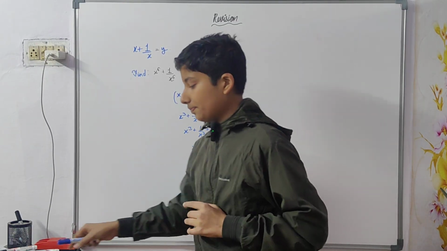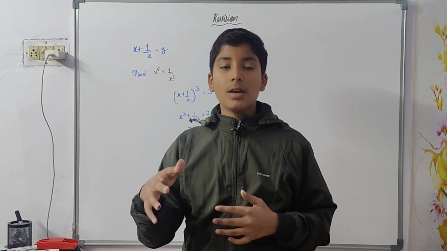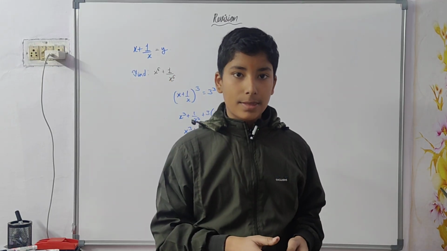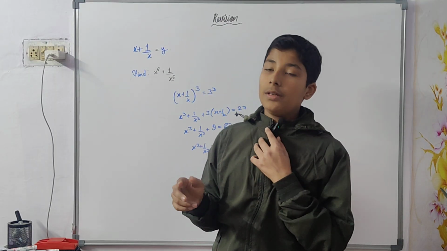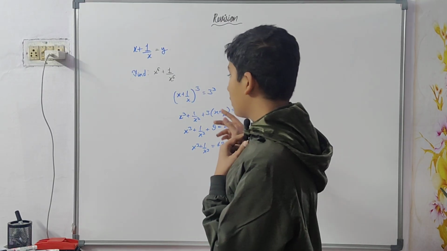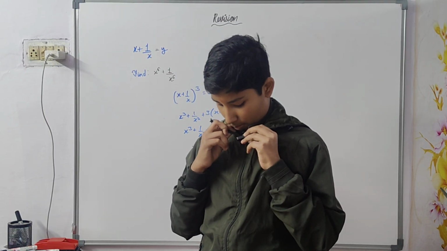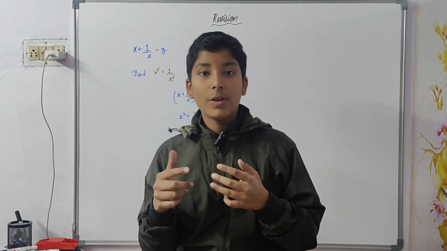Okay, so now we just have to convert it into x^6 plus 1 by x^6. And how will we do that? We will do it by simply multiplying it by power 2, that is, squaring it. So how will we square it?